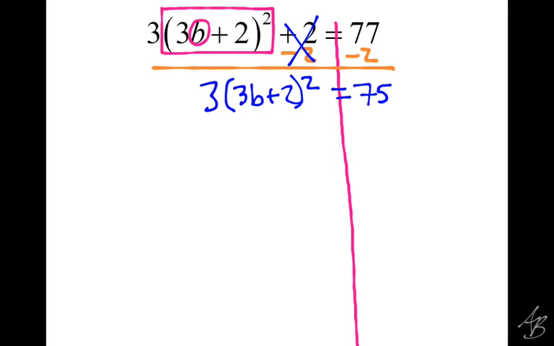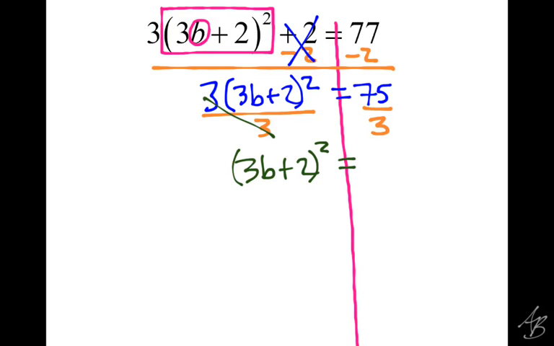Okay, then what? Divide by 3. Good. So when we put a box around the square, we see we need to get rid of the plus 2 because it's outside the box, but the 3 is also outside the box. So we get rid of that times 3 by dividing by 3. So we divide by 3 on each side, and those 3's cancel, leaving 3b plus 2 squared on the left side. And 75 divided by 3 is? 25.